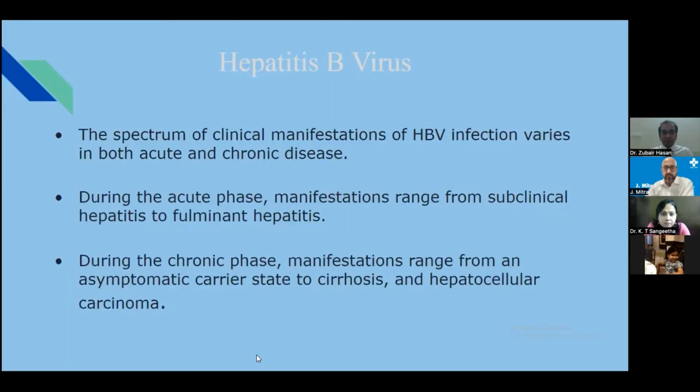So let me just move this bar a little down. Yeah. So the spectrum of clinical manifestation of HBV infection varies in both acute and chronic diseases. During the acute phase, manifestations range from subclinical hepatitis to fulminant hepatitis. And during the chronic phase, manifestations range from an asymptomatic carrier state to cirrhosis and hepatocellular carcinoma. So it is not one disease. The presentation is quite variable. Many people are asymptomatic, while some go on to even the dreaded carcinomas.